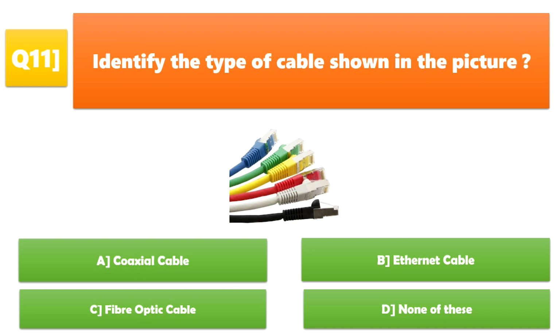Identify the type of cable shown in the picture. A. Coaxial cable, B. Ethernet cable, C. Fiber optic cable, D. None of these. B. Ethernet cable is the correct answer.